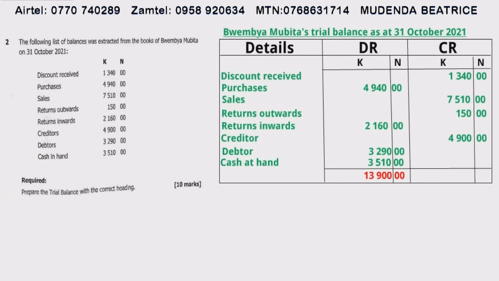We come to the credit section. We have got 1,340 kwacha plus 7,510 kwacha plus 150 kwacha plus 4,900 kwacha. When you punch these in a calculator, adding them, they should give you 13,900. So even on the credit side, we have found 13,900. There are 8 transactions in total; in each column there are 4 transactions.